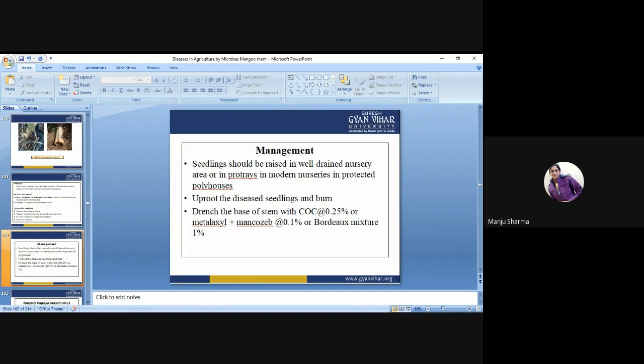Management. Seedlings should be raised in a well-drained nursery area, or in modern nurseries in protected poly houses. Uproot the diseased seedlings and burn them. Drench the base of the stem with 0.25% metalaxyl plus mancozeb 0.1%, or Bordeaux mixture 1%.